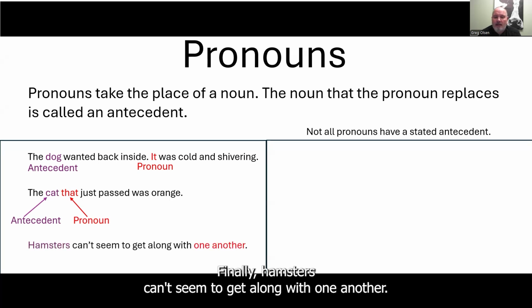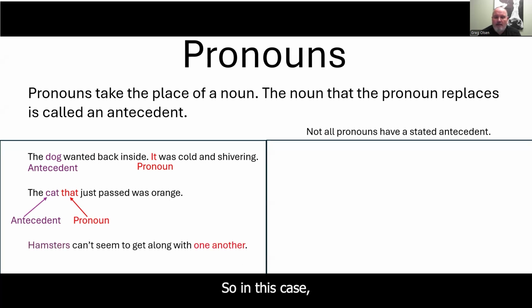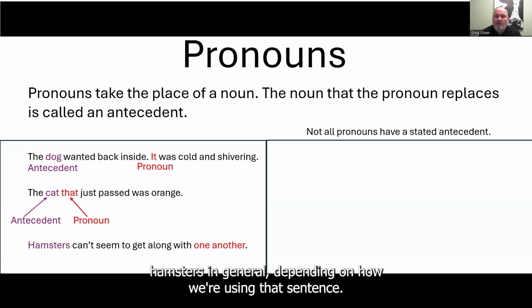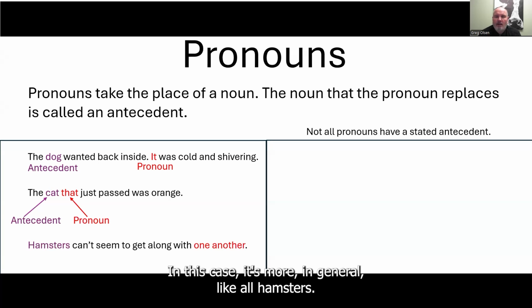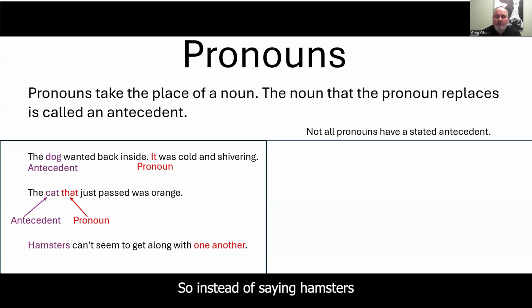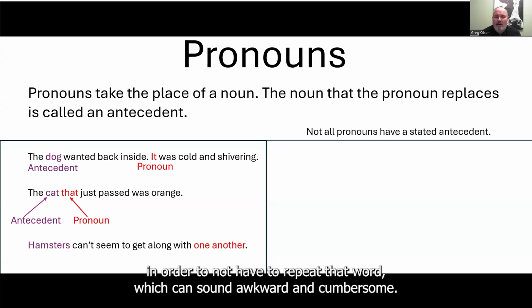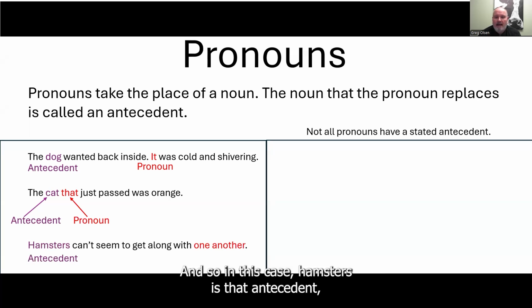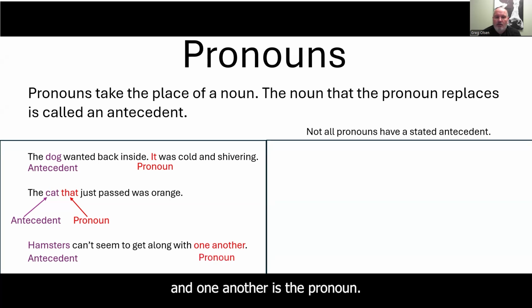Finally, hamsters can't seem to get along with one another. So in this case, one another is referring to specific hamsters or hamsters in general, depending on how we're using that sentence. In this case, it's more in general, like all hamsters. So instead of saying hamsters can't seem to get along with other hamsters, we use that pronoun, one another, in order to not have to repeat that word, which can sound awkward and cumbersome. Okay, so in this case, hamsters is the antecedent, and one another is the pronoun.